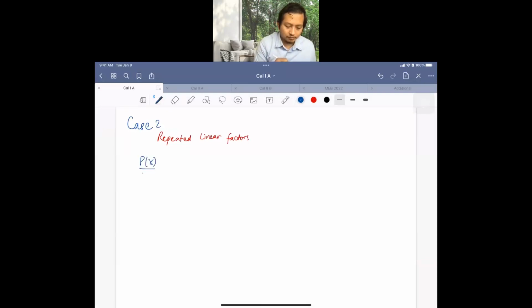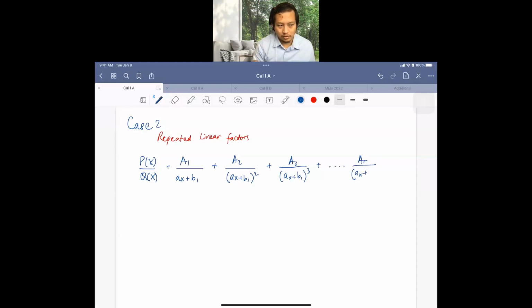So this is when we have p over q as a1 over ax plus b1, plus a2 over ax plus b1 squared, plus a3 over ax plus b1 cubed, and so on, up to ax plus b1 to the power of r. Okay, what does it mean? It means that from the denominator, you can arrange it into the same factors, but we have squared, cubed, and so on and so forth.